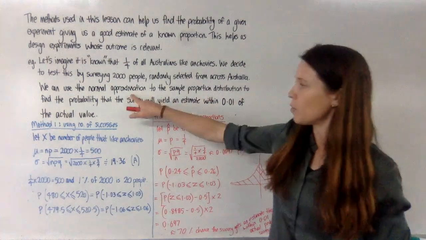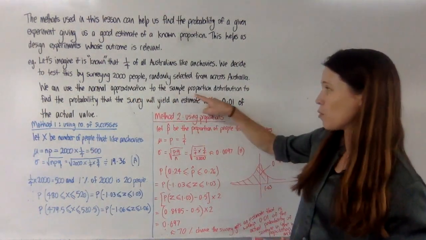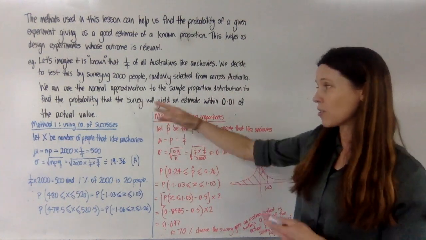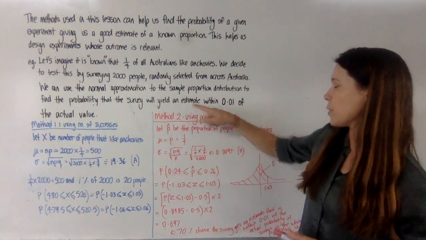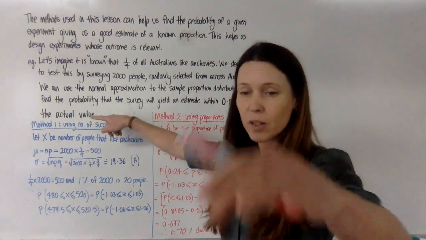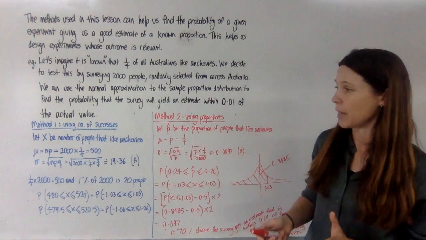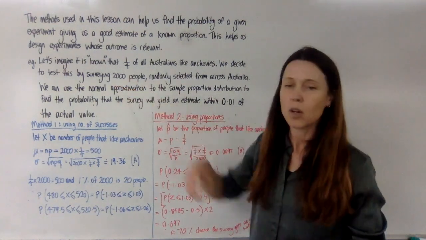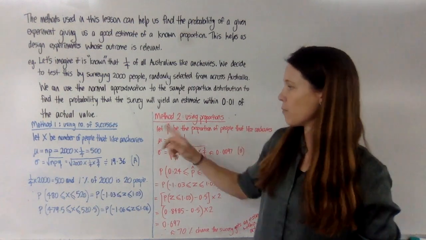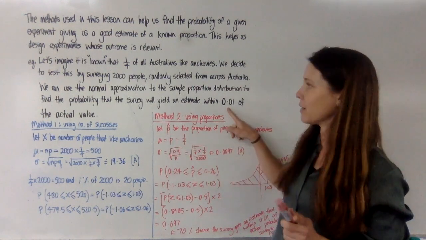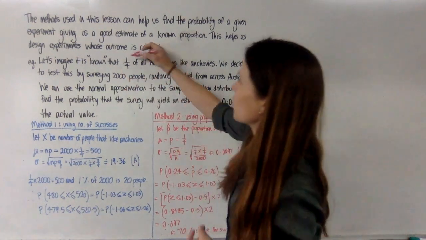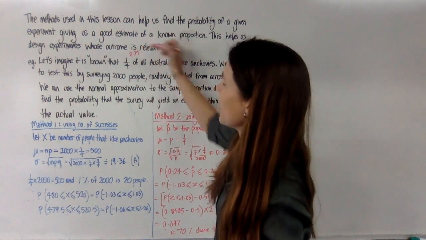Now, we can use the normal approximation to the sample proportion distribution to find the probability that our survey will yield an estimate that's within 0.01 of the actual value. So if we know that 1/4 of Australians like anchovies, then when we carry out this survey, what is the chance that we get an estimate that's within 0.01 of that? If 1/4 of them like anchovies, that's 0.25, so let's think that through straight away.